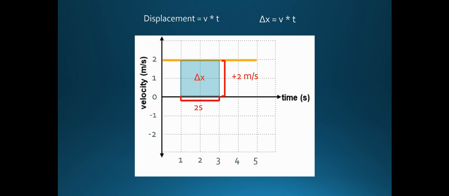Okay. So the displacement between 1 and 3 seconds of our car is going to be the velocity times the time. Our velocity is a positive 2 meters per second, and our time is 2 seconds. So if we multiply those together, we get a displacement of 4 meters in the positive direction.